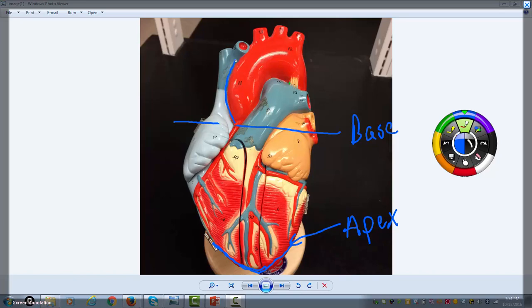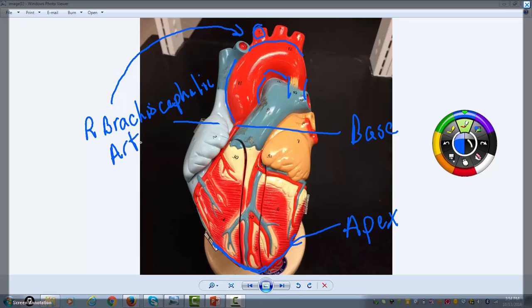You have the ascending aorta, then you have the arch of the aorta, and then you have down here the descending aorta. And in the arch of the aorta, there are three big arteries that come off the arch, and they feed the upper part of the body. This one right here is called the right brachiocephalic artery.